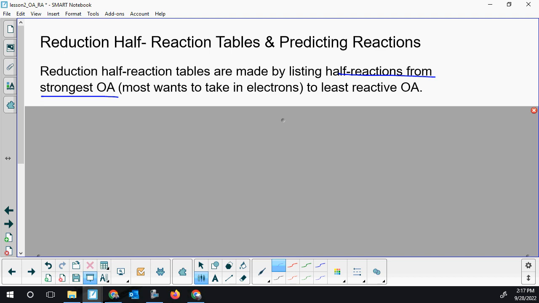Oxidizing agents themselves are reduced, gaining electrons. Oxidizing agent gets reduced. Your brain has to connect that. It takes a while to really get comfortable with it. So OA gets reduced, gaining electrons, hence the taking in.